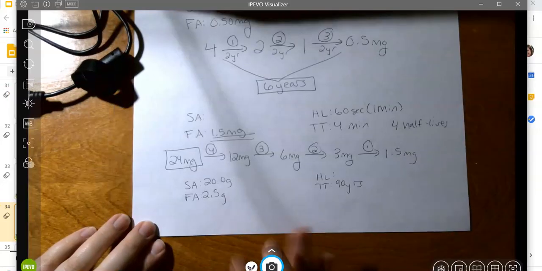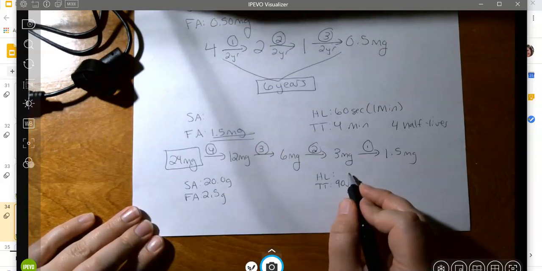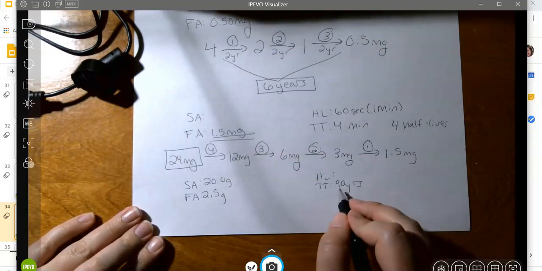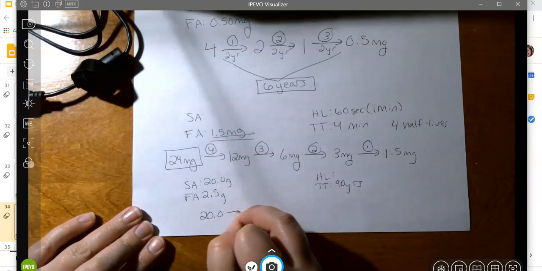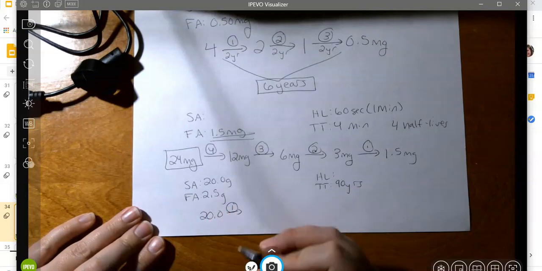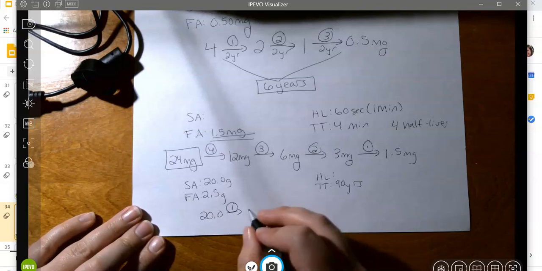Okay, so I have starting amount, final amount, and total time. I need to find the half-life. So again, I need to know how many half-lives it took to get from 20 to 2.5. So again, I recommend drawing these arrows every time. It really doesn't take very long, and it prevents you from making avoidable mistakes.